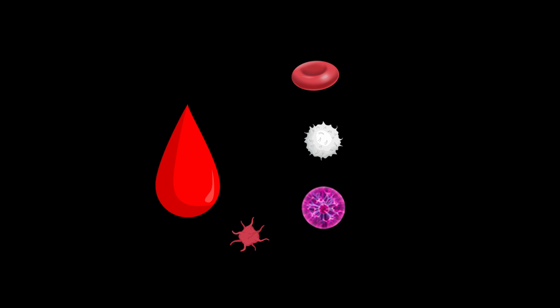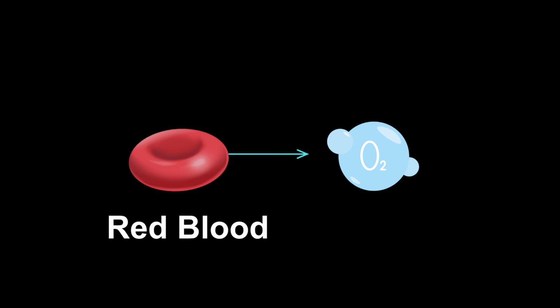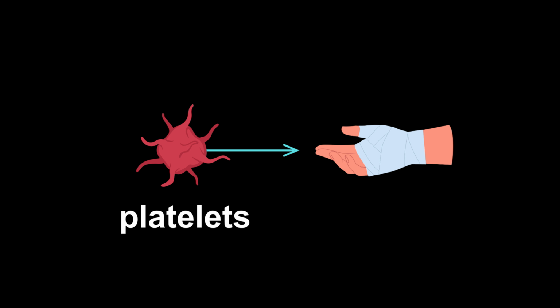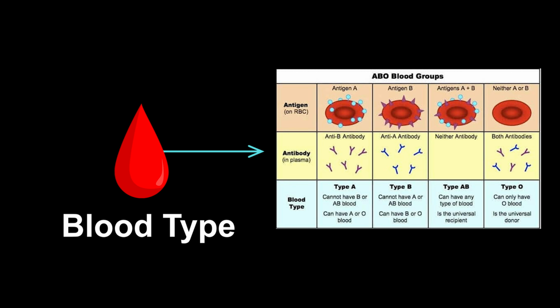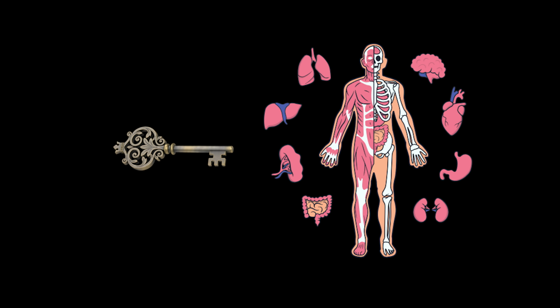Blood is made of 4 main components. Plasma, the liquid portion. Red blood cells carry oxygen. White blood cells fight infections. Platelets help with clotting. Blood type specifically refers to labels on the surface of your red blood cells. These labels are molecules called antigens, and they're the key to everything.